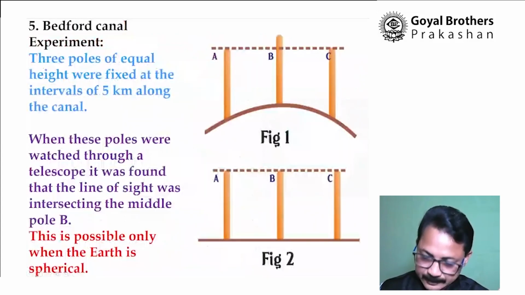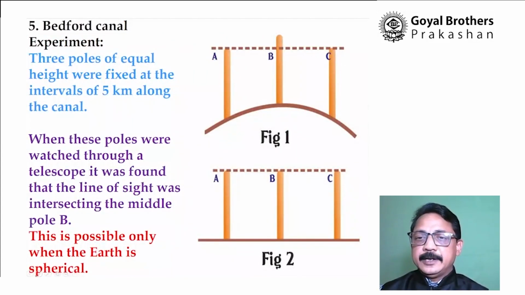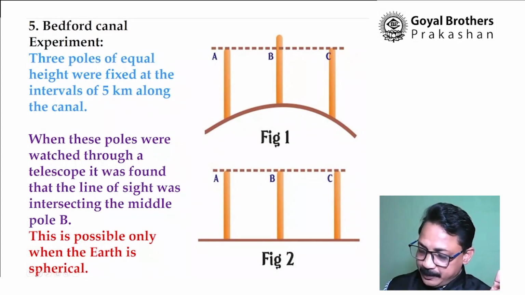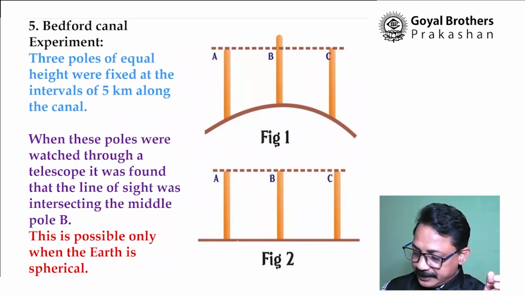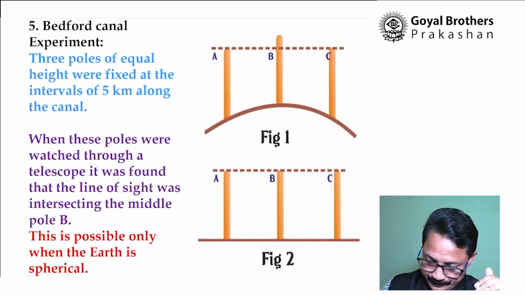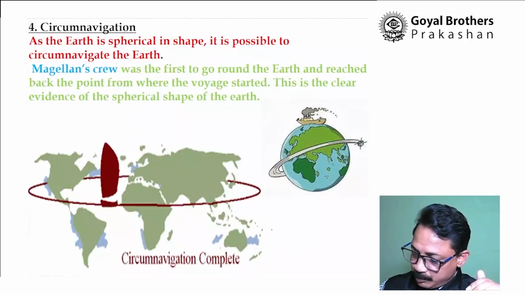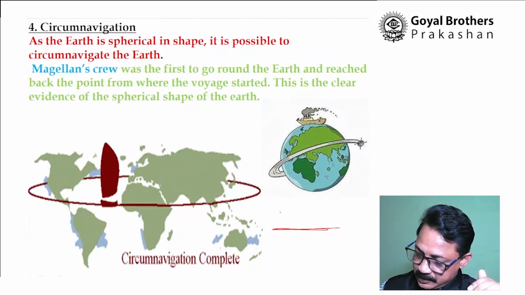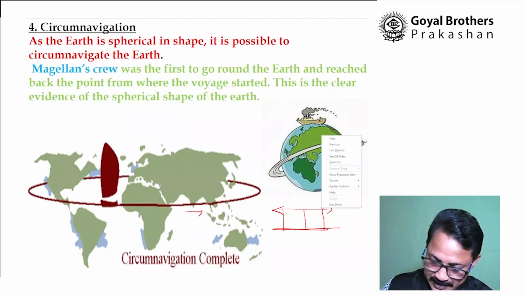Now next, another very interesting experiment was carried out at a place called Bedford Canal experiment. Dear students, if you take the three sticks, and now let us put it this way. Suppose if the earth is flat and if you take three sticks of the same size, and you see them from a very far away distance, all of them will be seen to you of the same height. But because earth is spherical, what will happen now?